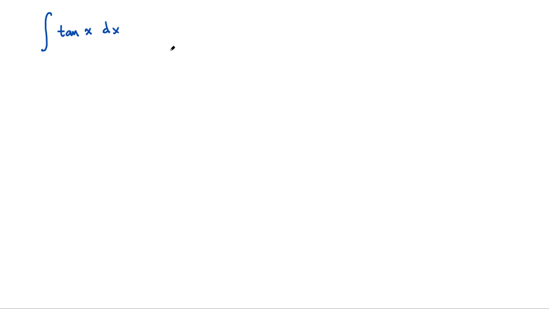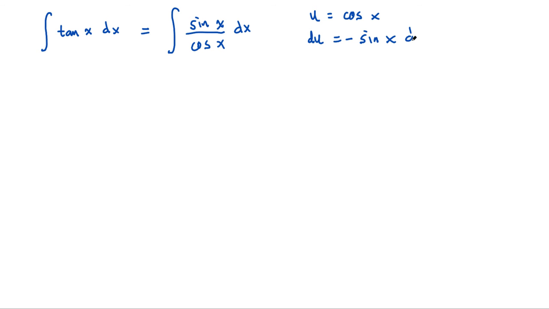Okay, one last example. As you might suspect, whenever we are doing substitution questions with trigonometric functions, it can be really useful to write the functions in terms of sine and cosine. And so this is going to be one such example. I'm going to take this tangent of x dx and rewrite it as sine of x over cosine of x times dx. And I'm going to make a substitution of u being equal to cosine of x, which means that du is going to be equal to negative sine of x dx.